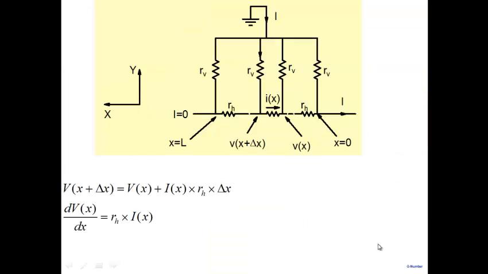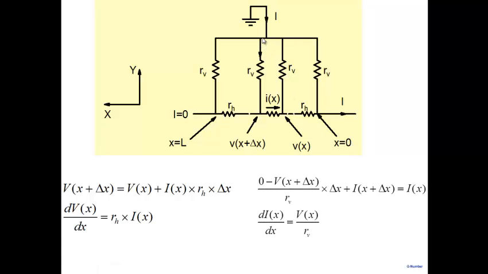All right, so these are the units here. Okay, so let's look at the equation. We can write here V(x + Δx) minus V(x) is equal to the voltage drop here, which is Ix times RH Δx, where RH Δx is the net resistance of this particular part. So we get a differential equation: dVx/dx is RH times Ix.